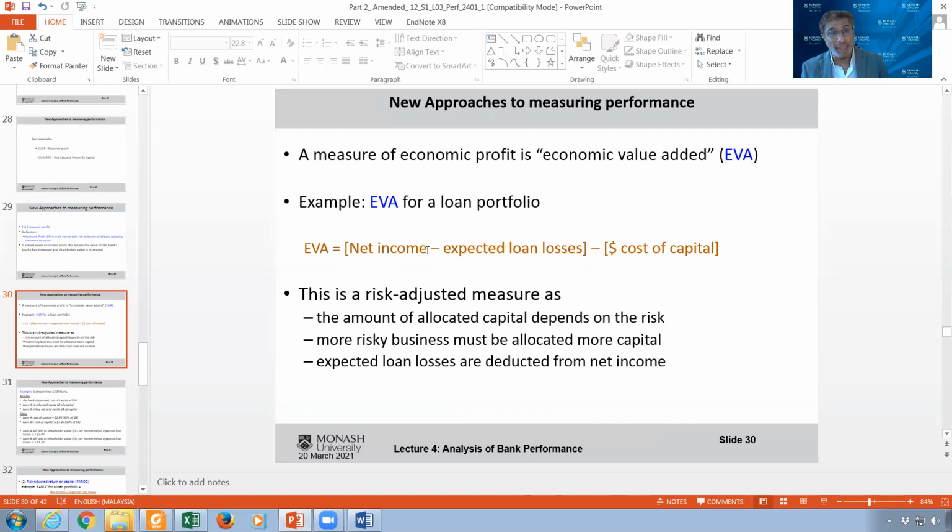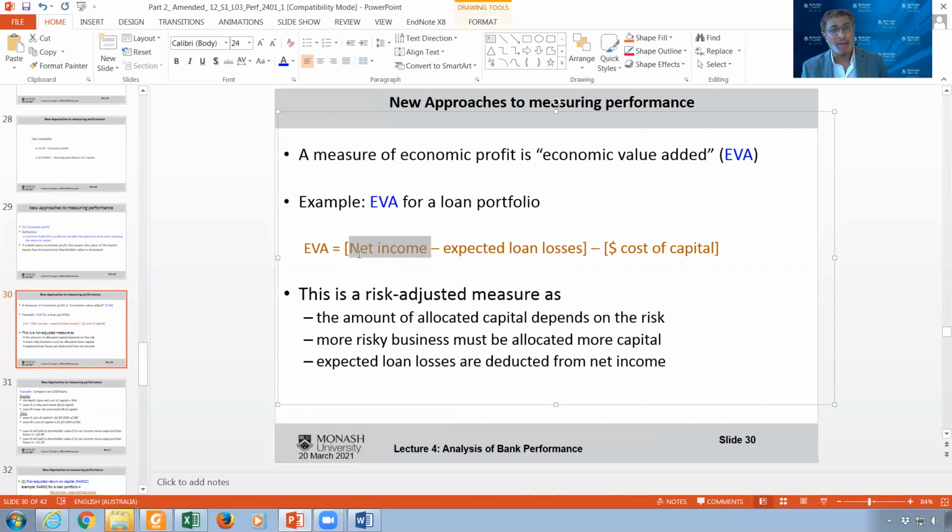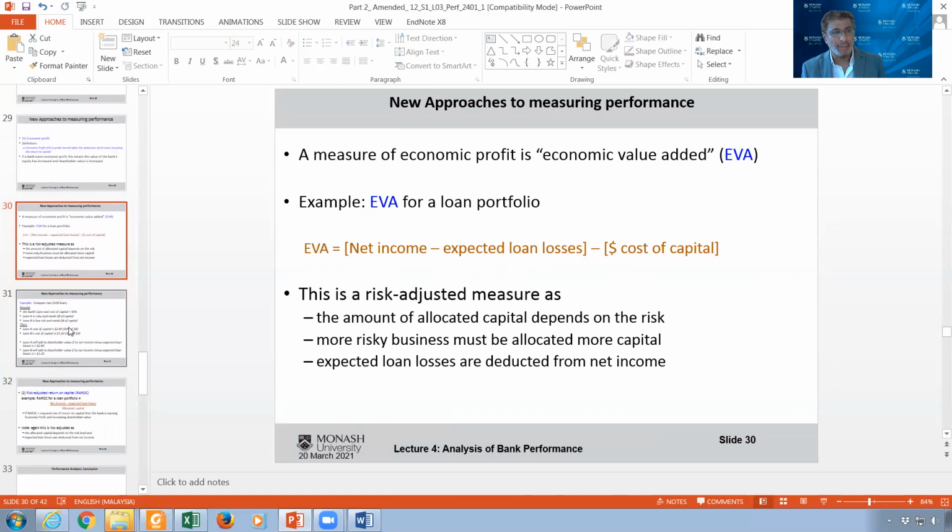This is net income, which is the bottom line, after I take all the cost of debt and all these things. I also have to deduct any expected loan losses and the cost of capital. If I still have a positive value here, then in this case I actually have an economic return, an economic profit.